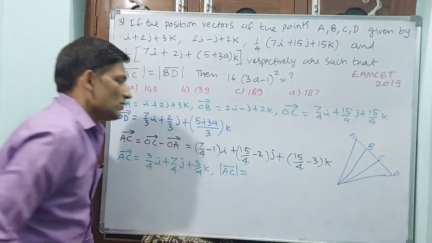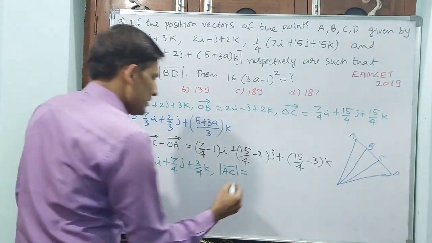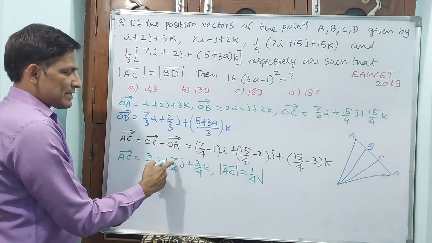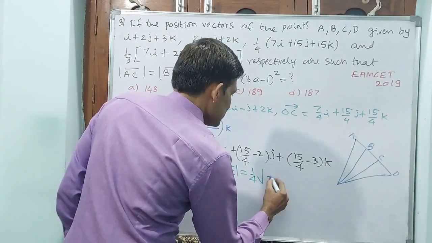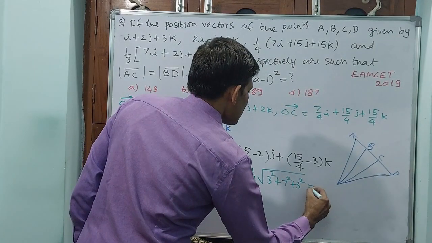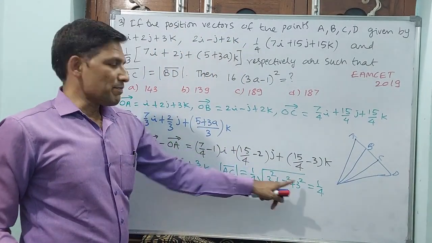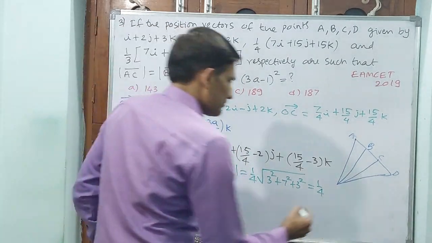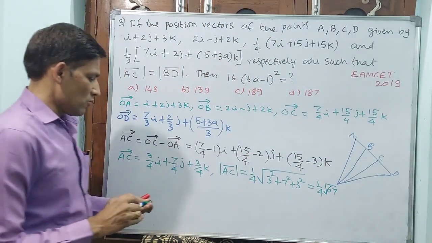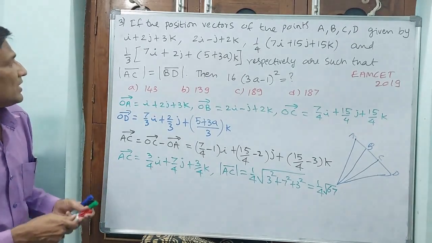Modulus of AC is equal to, taking 4 common outside, 1 by 4 square root of 3 square plus 7 square plus 3 square. That is equal to 1 by 4 times the square root of 49 plus 9 plus 9, which is 67. Don't forget, that should be under root. This is modulus of AC. Now go for BD.